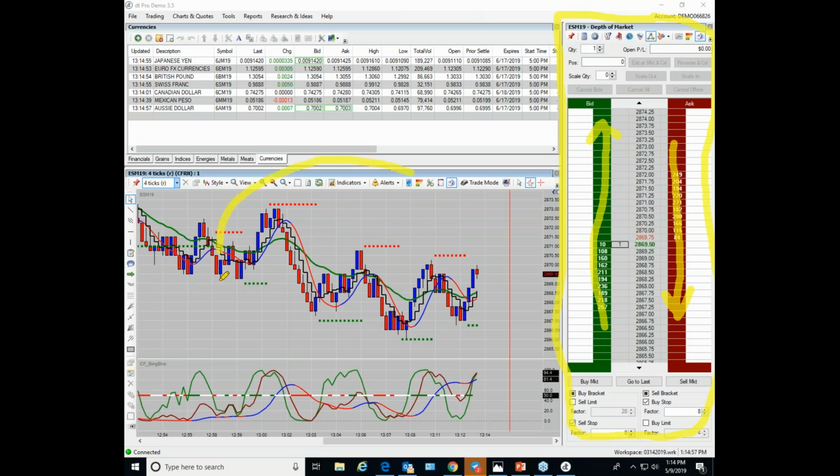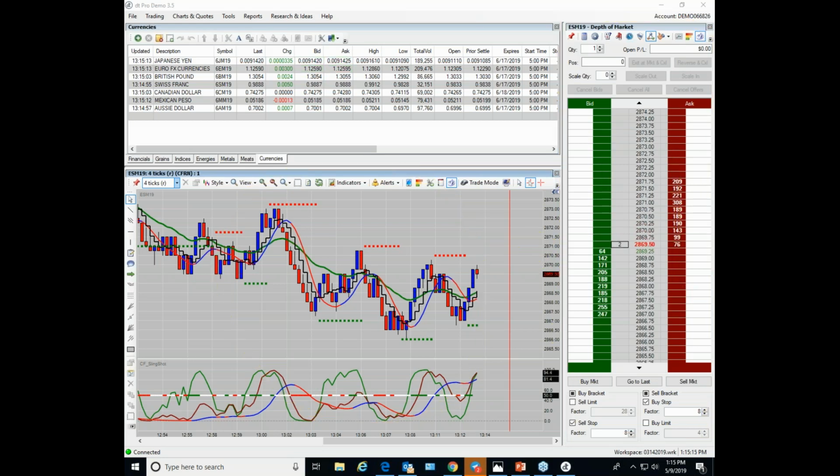So our eyes are kind of focused over here. And then we gravitate toward the DOM. That's what we call it, depth of market. And we do all of our button pushing right here. And that's what Michael shows you in the training room. And that's what I'm going to show you, but in slow motion.